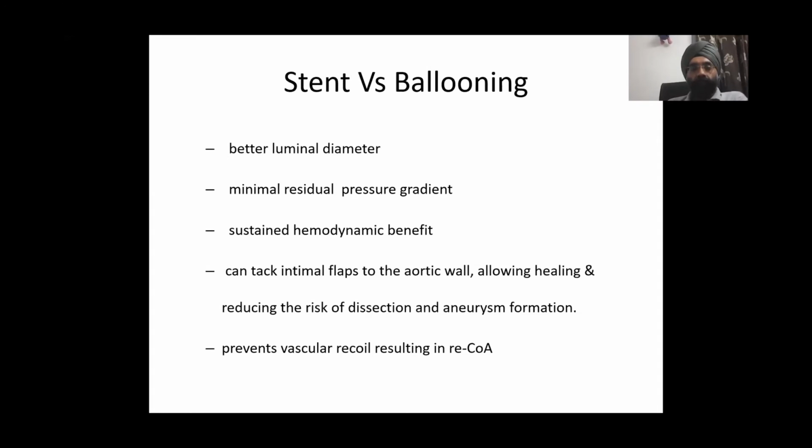Stents offer their own advantages over ballooning. They offer better luminal diameter, minimal residual pressure gradient, sustained hemodynamic benefit, prevent vascular recoil, thus preventing recoarctation, and can tack down the intimal flap of the aortic wall, thus reducing the risk of dissection and aneurysm formation.